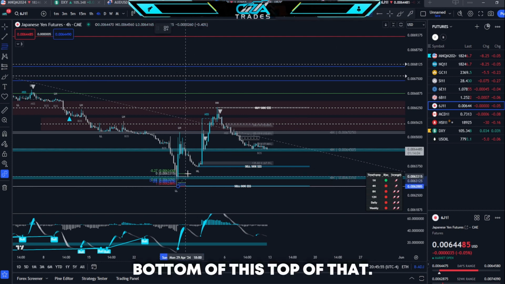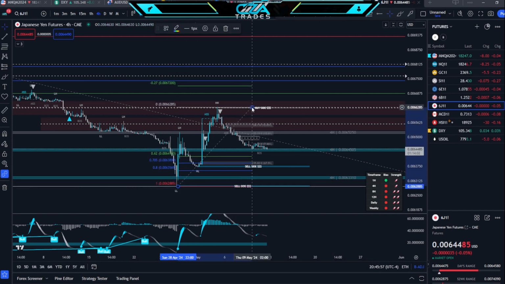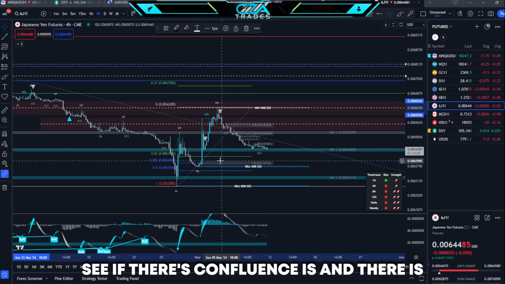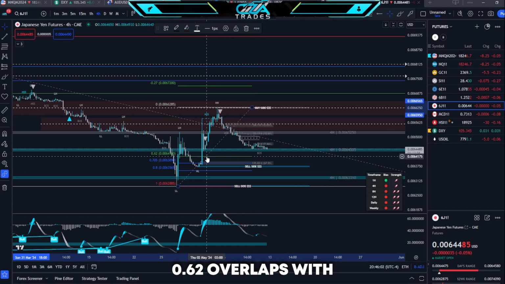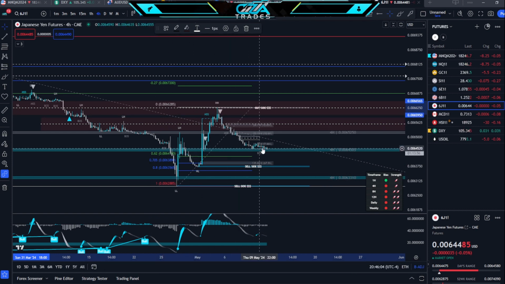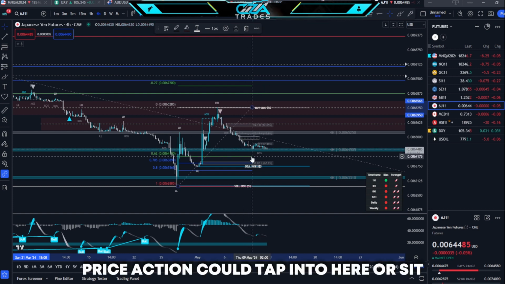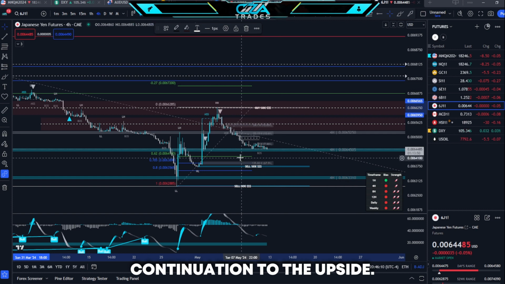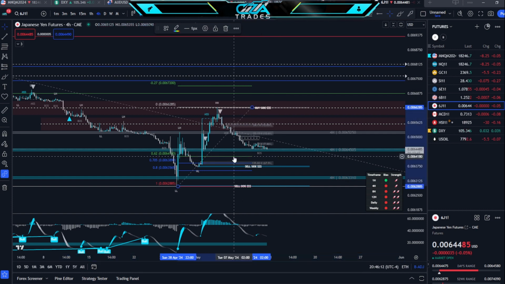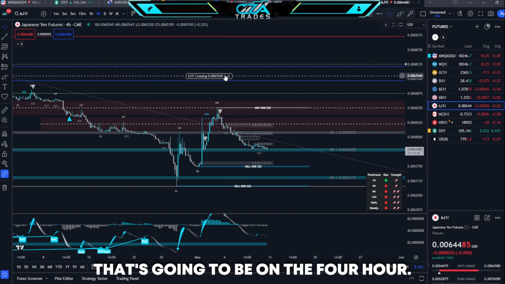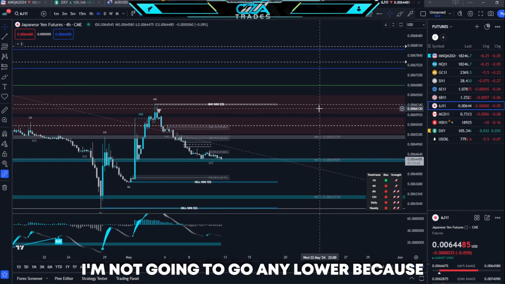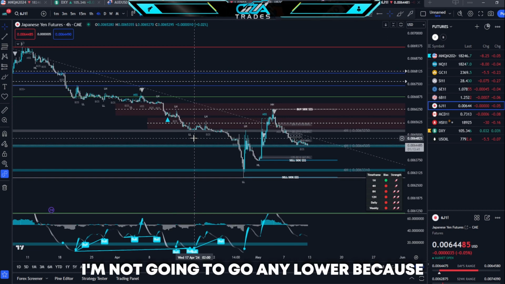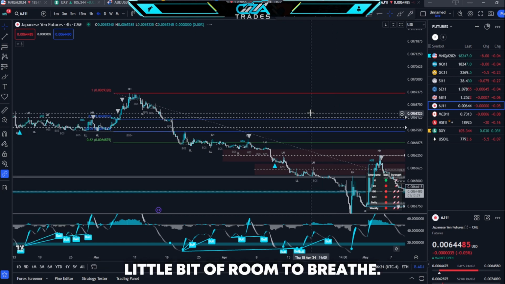Bottom of this, top of that. See if there's confluences, and there is. 0.62 overlaps with this fair value gap here. Price action could tap into here or sit right there on top of that order block and then continuation to the upside. Keep a close eye on that. That's going to be on the 4 hour. I'm not going to go any lower because this price action, we need to give it a little bit of room to breathe.